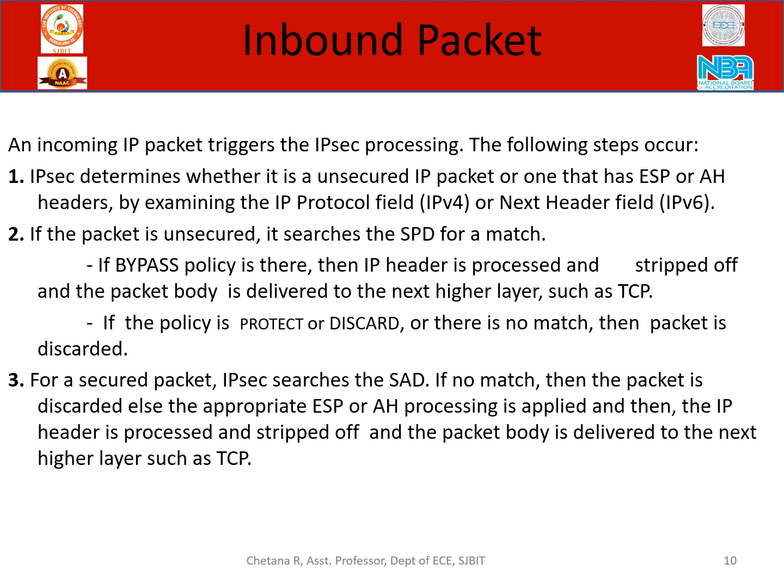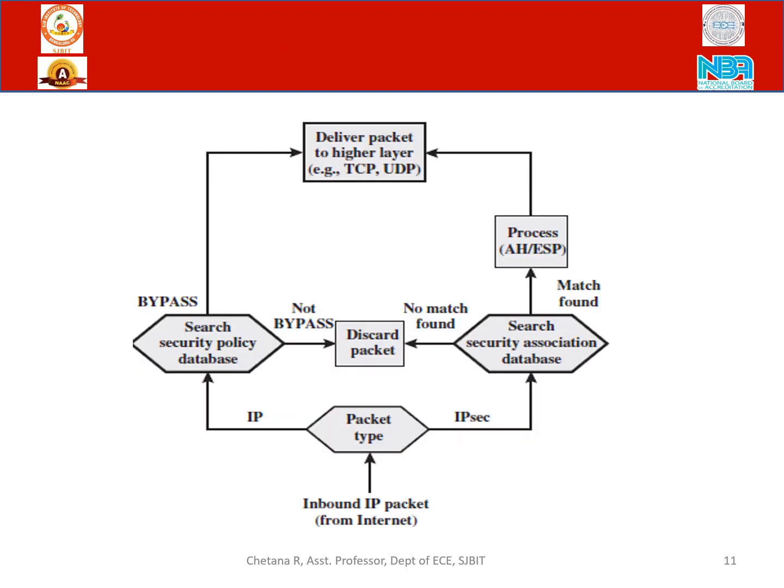So for a secured packet, IP security searches the SAD, Security Association Database. If there is no match, the packet is discarded. Otherwise, appropriate ESP and AH processing is done, and the IP header is processed and stripped off, and the packet body is delivered to the next higher layer such as TCP. So within the IP layer it is processed and it goes to the transport layer. This is how inbound packets work.